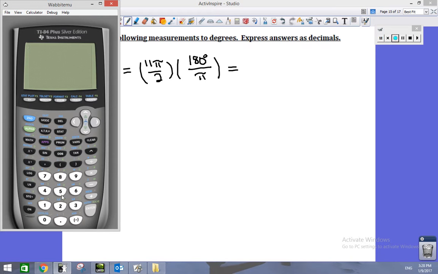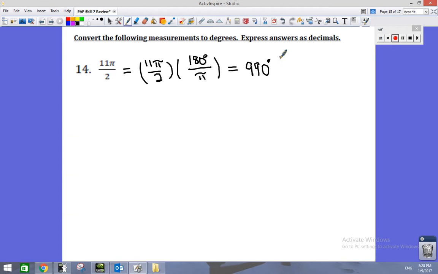So let's do 11 times 90. 990 degrees is what I get for this one. And don't forget your degree symbol. So 11 pi over 2 radians is equivalent to 990 degrees.